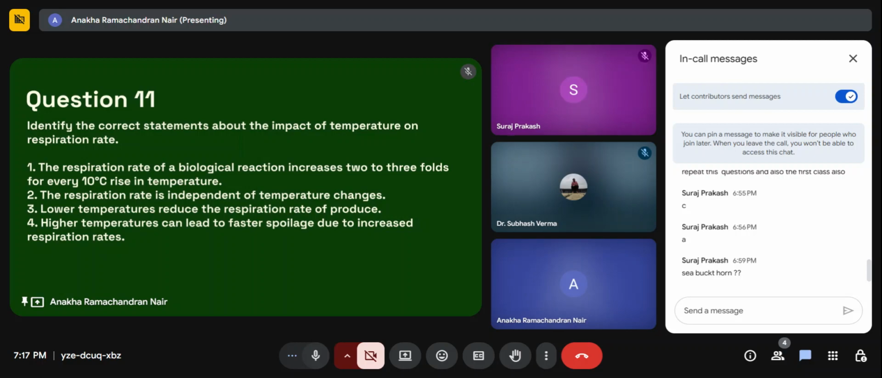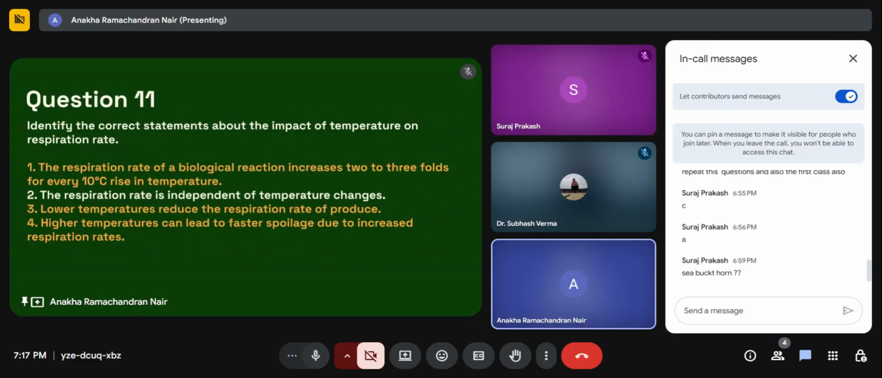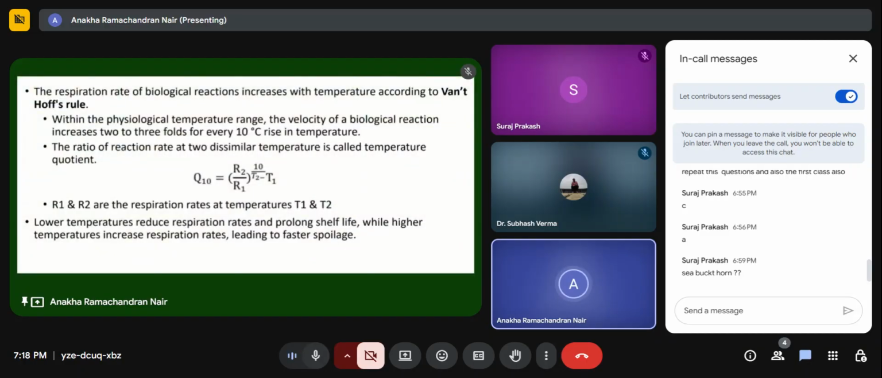One, three, and four. So, let's first see the answer. So, the answer is correct. You were correct. 1, 3, and 4 is correct. According to Van't Hoff's rule, within the physiological temperature range, the velocity or the reaction rate of a biological reaction increases 2 to 3 folds for every 10 degrees Celsius rise in temperature. So if the temperature increases by 10 degrees Celsius, the reaction rate will increase 2 to 3 folds, right?